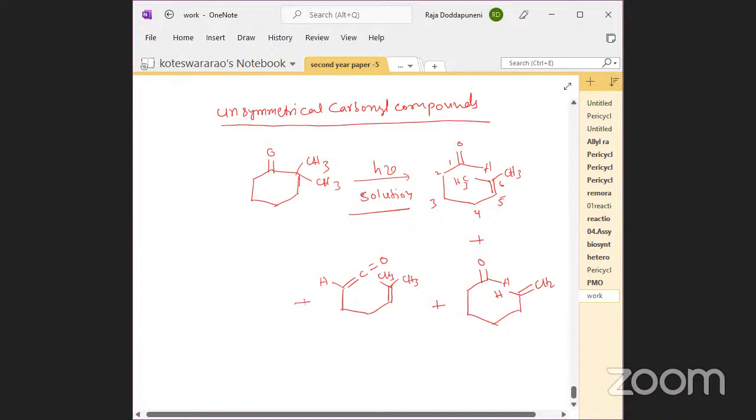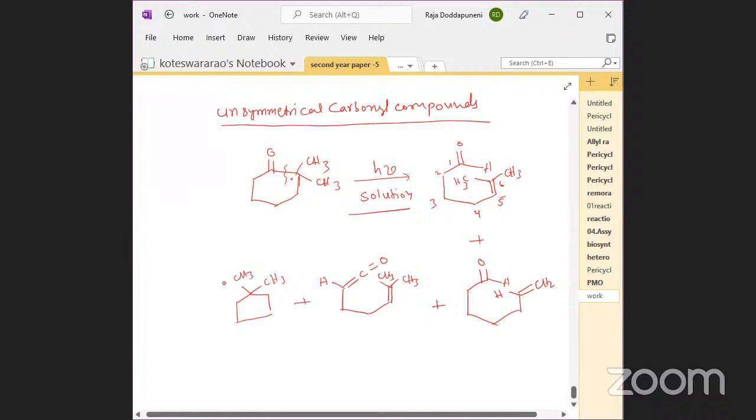And the fourth is a 1,5 biradical rearrangement. After the homolytic cleavage of this cyclohexanone, the 1,6 biradical intermediate is generated. This 6-position radical is rearranged to a 1,5 biradical intermediate. That leads to cyclization, and due to the cyclization, a cyclopentanone intermediate is generated.